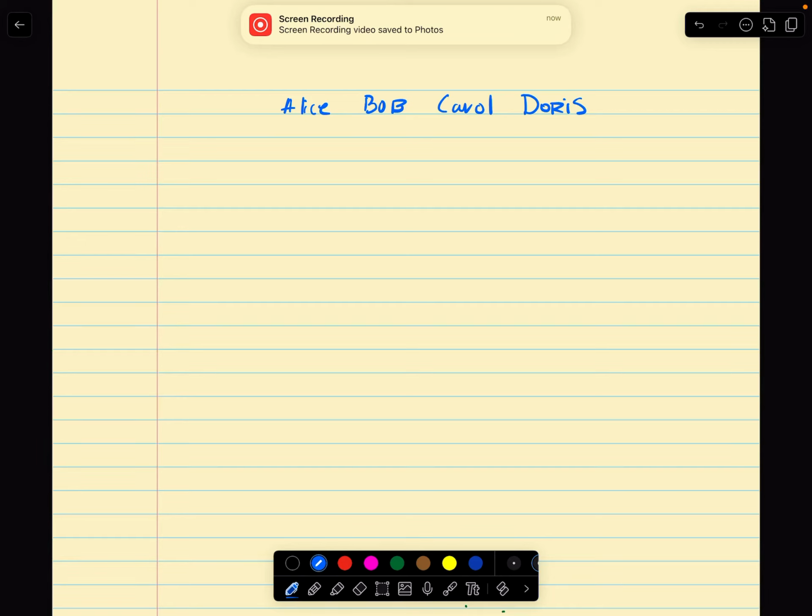Okay, let's say we start with 4 distinct objects. So here n is equal to 4. These 4 people, Alice, Bob, Carol, and Doris. And let's say we want to find permutations of size 3. So 4P3, which we know to be 4 factorial over (4 minus 3) factorial.